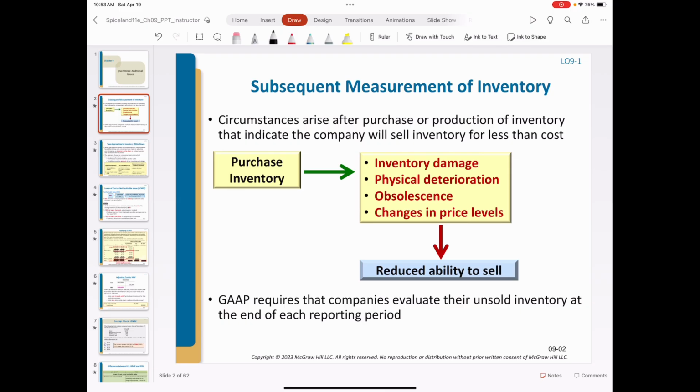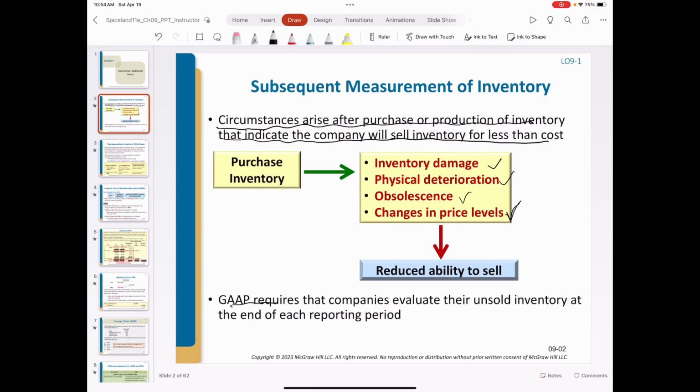Circumstances arise after the purchase or production that indicate the company will sell the inventory for less than cost. So the existing inventory is subject to damage, deterioration, obsolescence, and reduction in the sales price. This all reduces the ability of the company to sell, or reduces the value of inventory. So it is reasonable to write down the book value of the inventory accordingly.